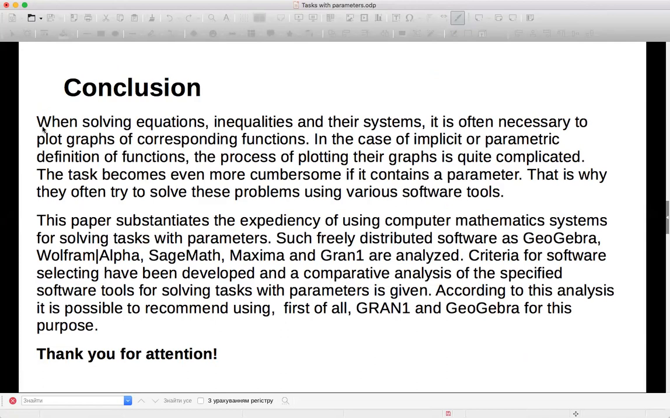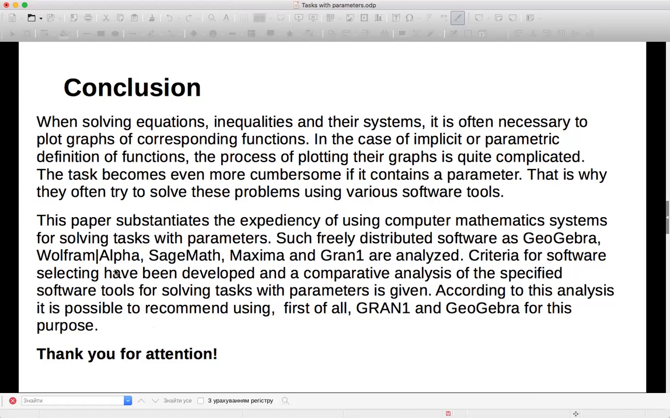Let me introduce you the conclusion of our work. When solving equations, inequalities, and their systems, it is often necessary to plot graphs of corresponding functions. In the case of implicit or parametric definition of functions, the process of plotting their graphs is quite complicated. The task becomes even more cumbersome if it contains a parameter. That's why they often try to solve these problems using various software tools. This paper substantiates the expediency of using computer mathematics system for solving tasks with parameters.